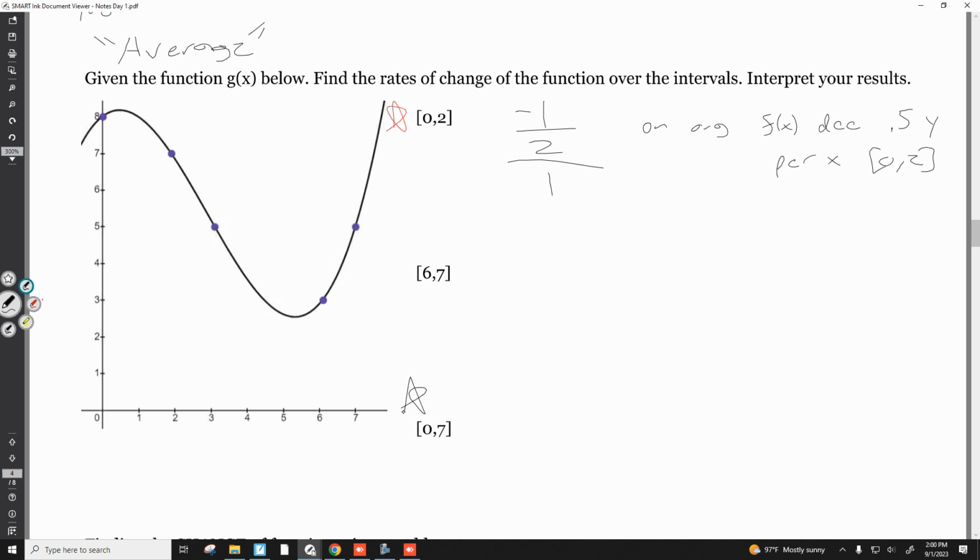0 to 7. And it's going to be a fraction, and it's not going to simplify to a decimal that you know. Be okay with that. Give me the statement. Maybe you use the slope formula for this one. Don't change it to a decimal. You don't know what it is. On average, the function decreases this many y per x.